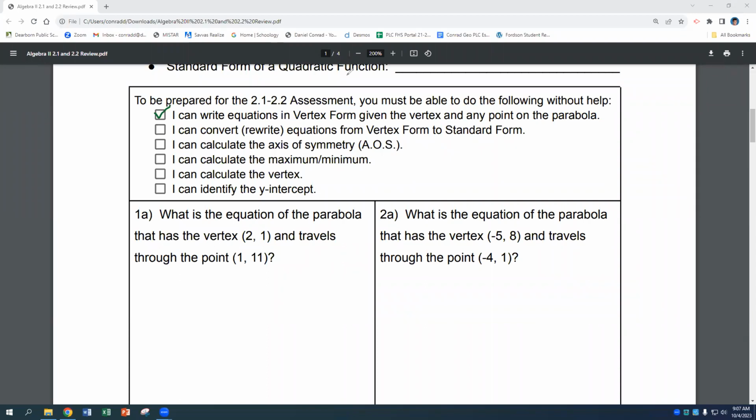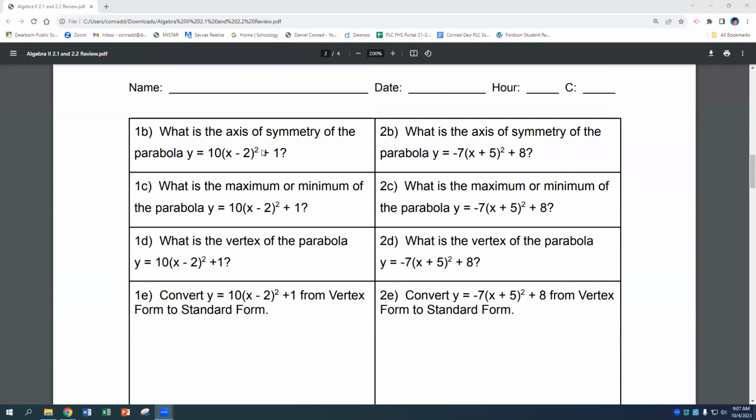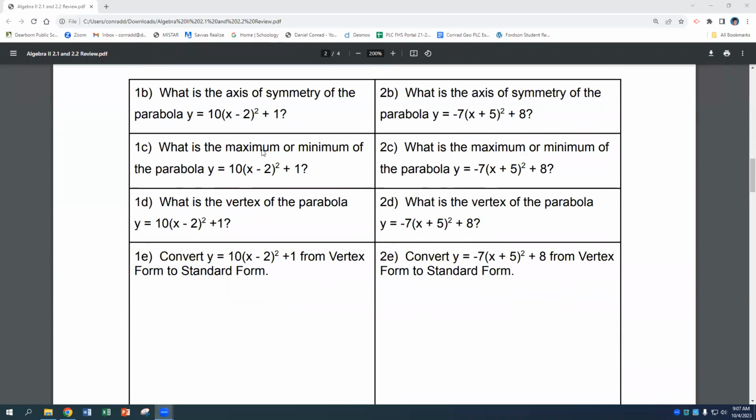Okay. All right, let's look at the next one, 2, 3, I'm sorry, or B. Here's the B's: 1B, C, D, and E.